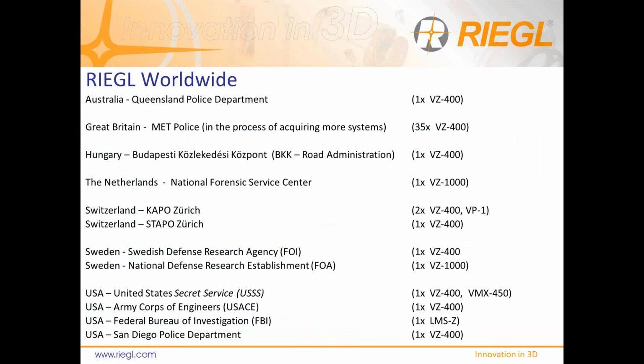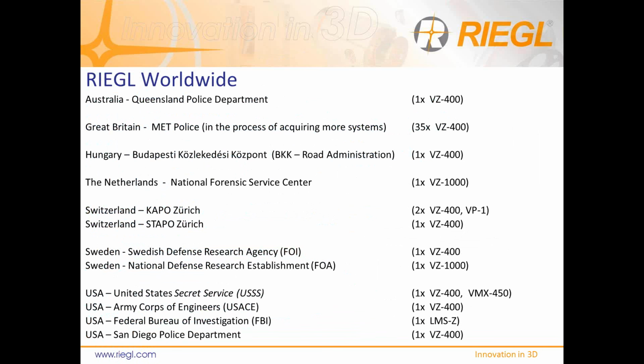Now I'm going to finish it up by showing where we are in the world, as far as the forensic industry. And hopefully I get to finish with a video if we have time. So where are we at in the world? We have the Australia Queensland Police Department, which has one VZ400. Great Britain has been a stepping stone for our forensic industry, acquiring at least 35 systems in the last few years, and is also in the process of acquiring more systems.